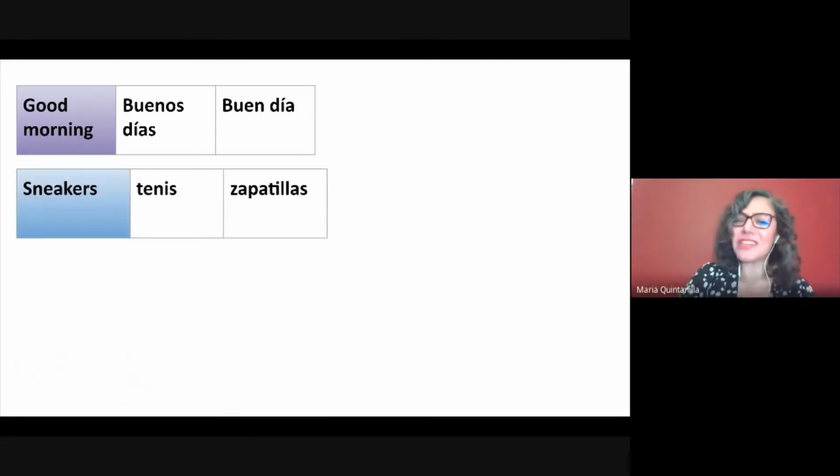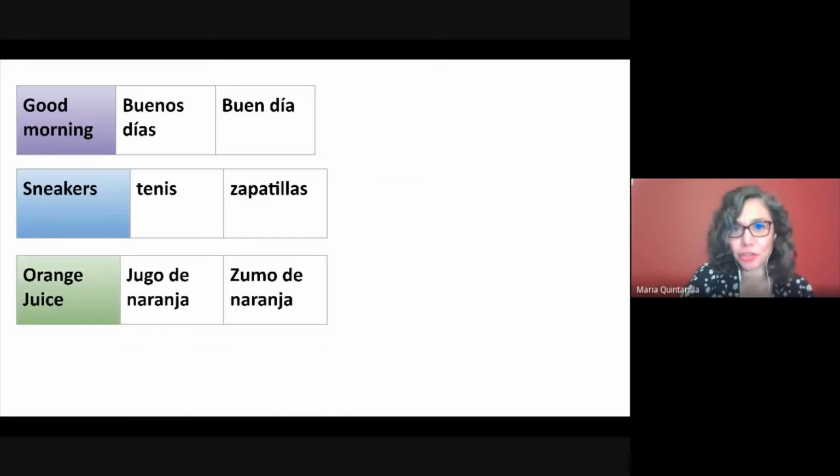How about sneakers? Those are tenis. But in some parts of Argentina, they also say zapatí. And what did I tell you about that double L sound in Buenos Aires and in Argentina and Uruguay? Zapatillas. Those are sneakers.